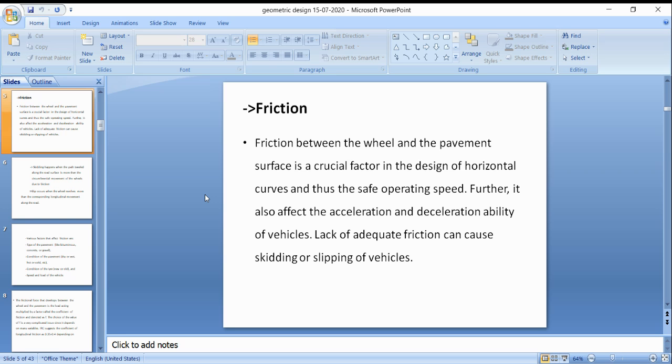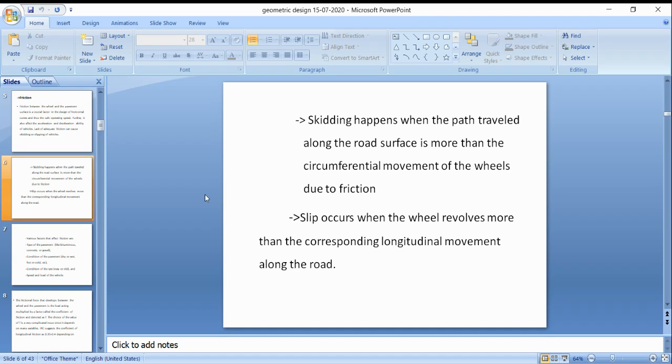So these are the most important factors in designing, which we have to see. Next comes skidding. Skidding happens when the path traveled along the road surface is more than the circumferential movement of the wheels due to friction. So skidding occurs on the curves, we have said. When the circumferential movement is more than the road surface, then there is a chance of getting skidding of vehicles.